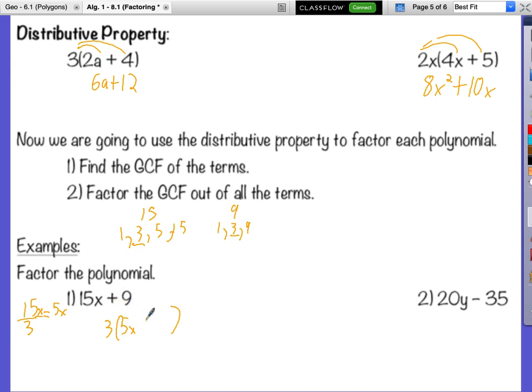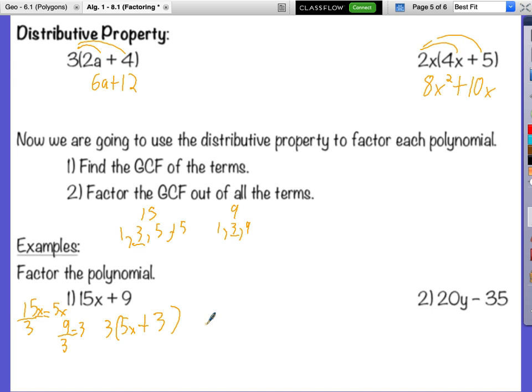The plus sign stays a plus sign, and then we take 9 and divide it by 3. And what is 9 divided by 3? 3. So that means 3 is the second spot. So this now becomes 3 times the quantity of 5x plus 3. Now we want to leave it like this, though.